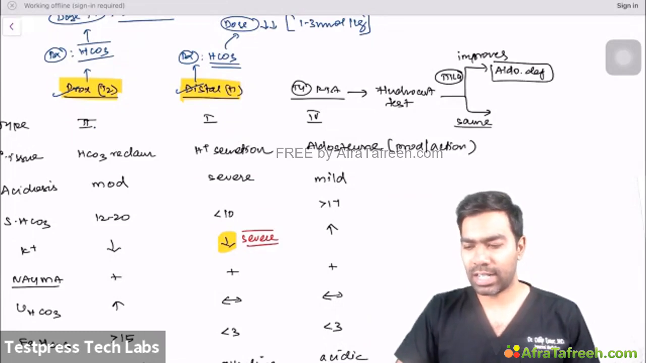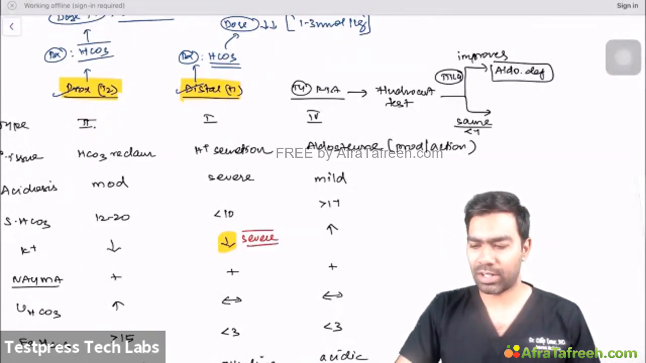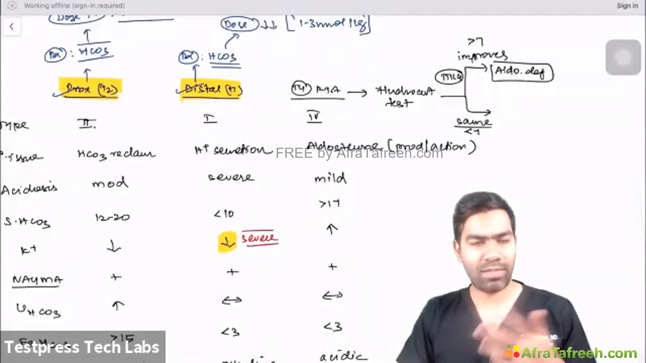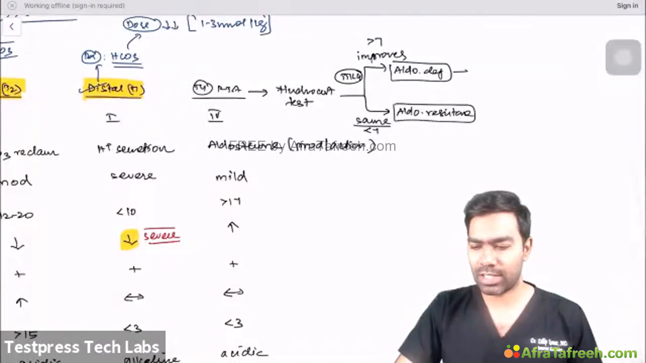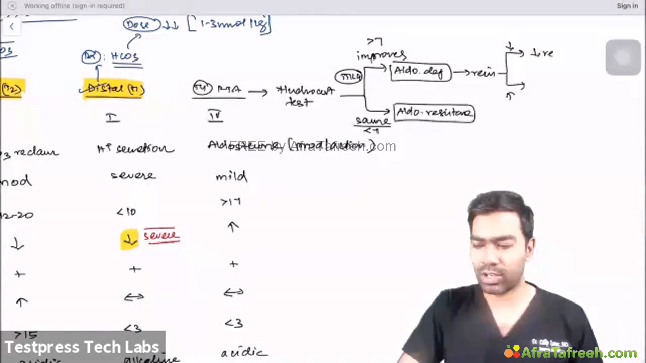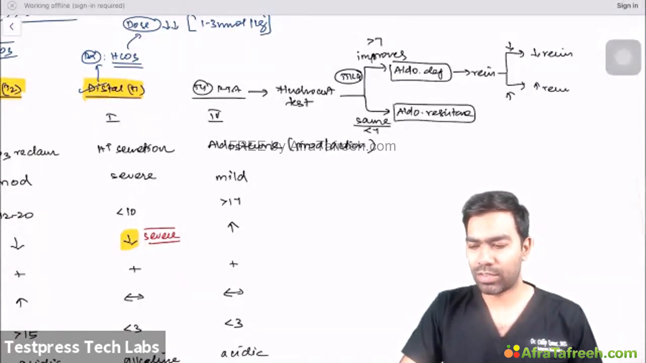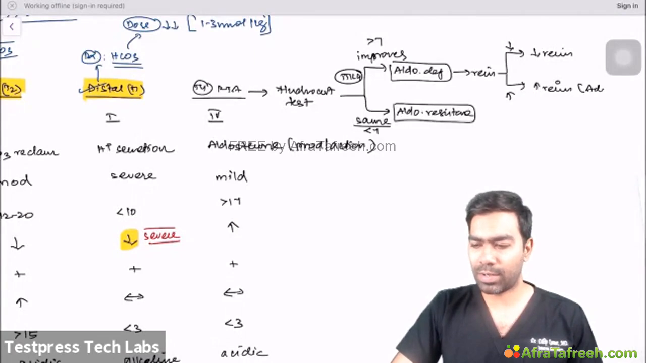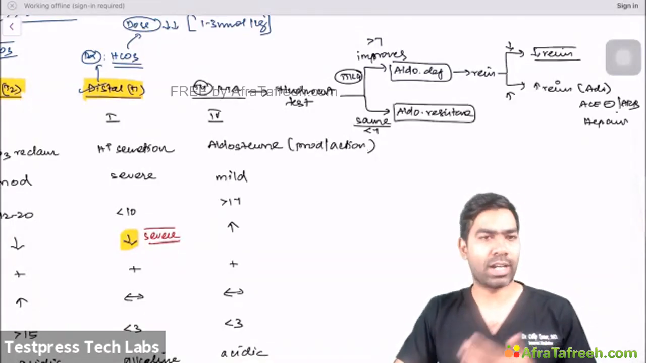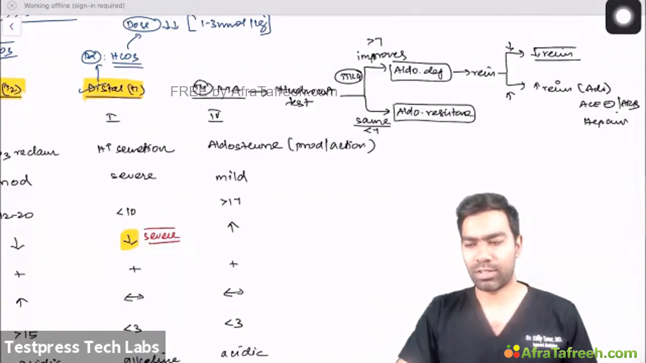And if TTKG remains the same, which means it is still less than 7 and does not improve at all even after giving fludrocortisone, here there is aldosterone resistance. If you still want to further differentiate aldosterone deficiency, see the renin. If the renin is low or the renin is high. If the renin is high, it's a high renin cause of hypoaldosteronism. We know what is a high renin cause. Typically, the problem will be in the adrenal gland, or probably ACE inhibitors, or ARBs, or probably heparin can cause this kind of picture. Low renin means beta blockers, NSAIDs, diabetic nephropathy. So many things can cause this picture.